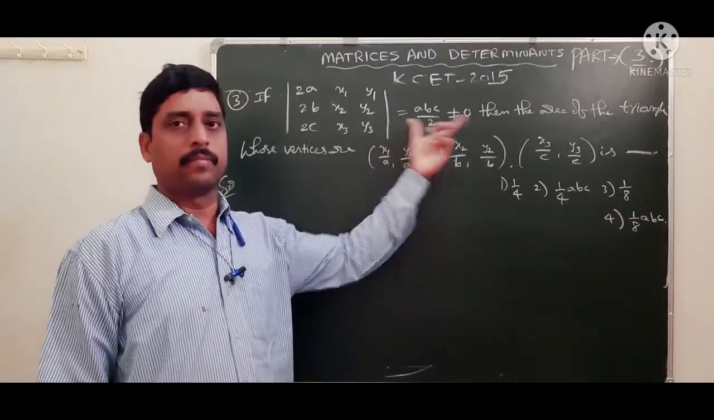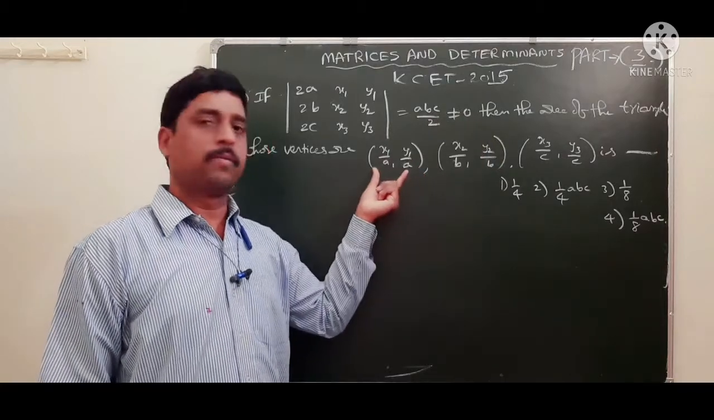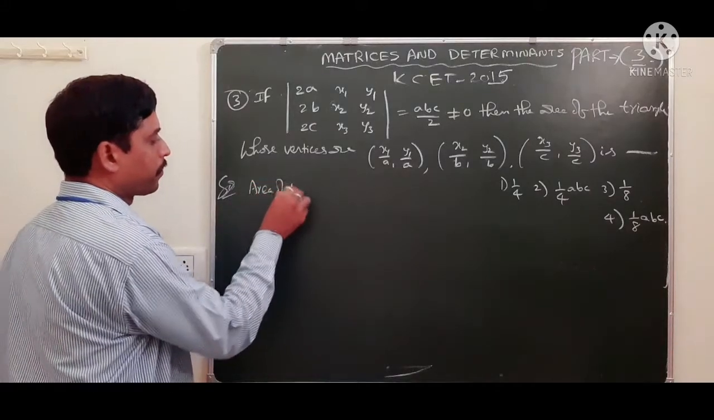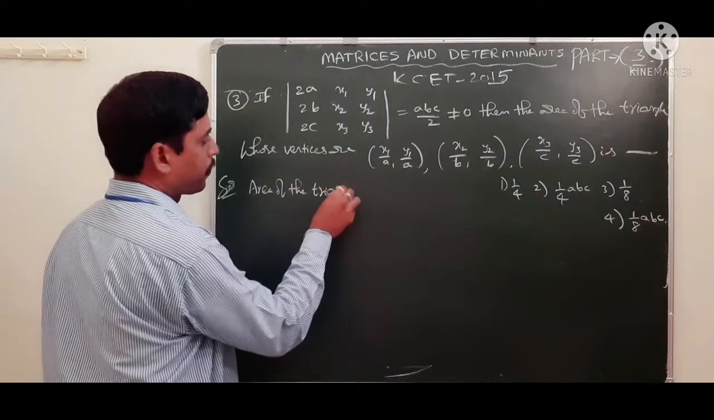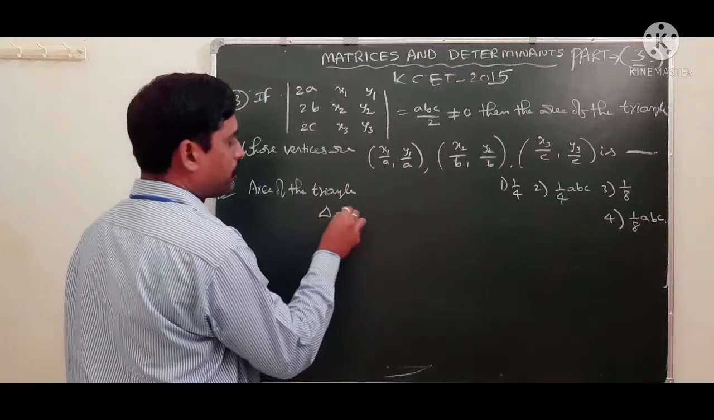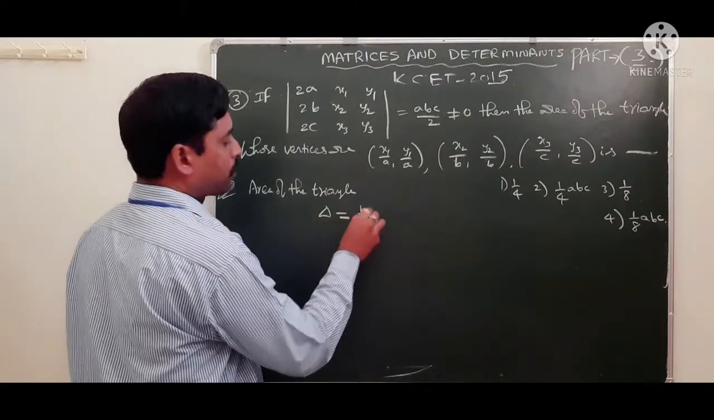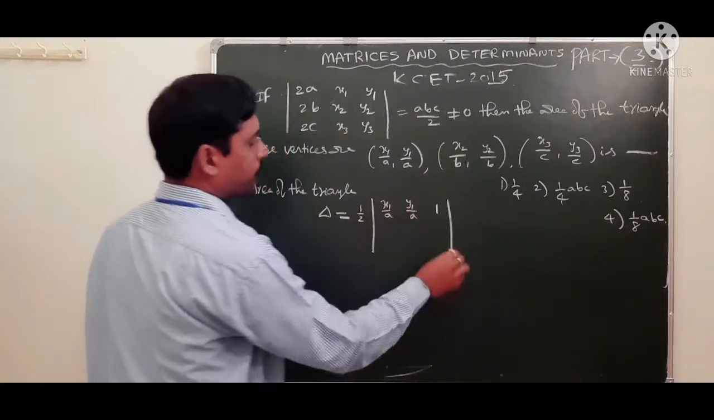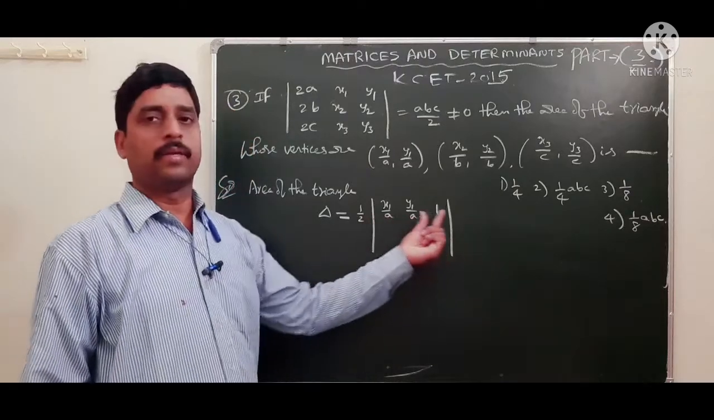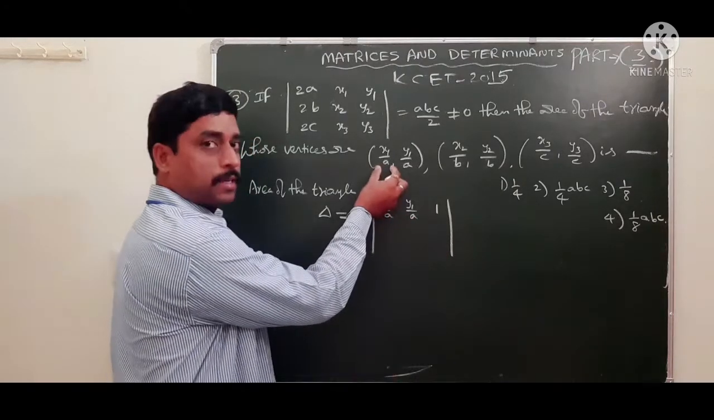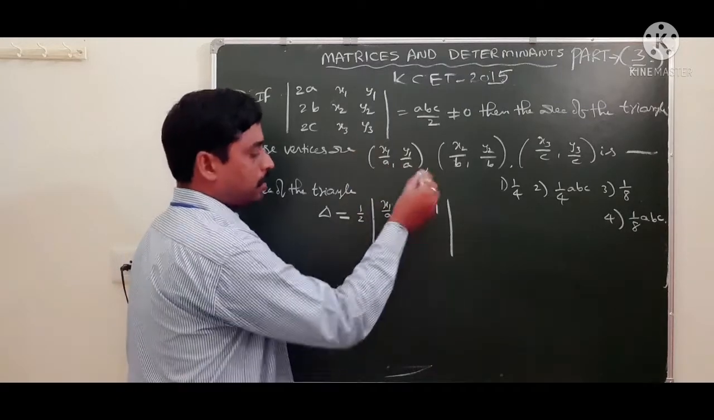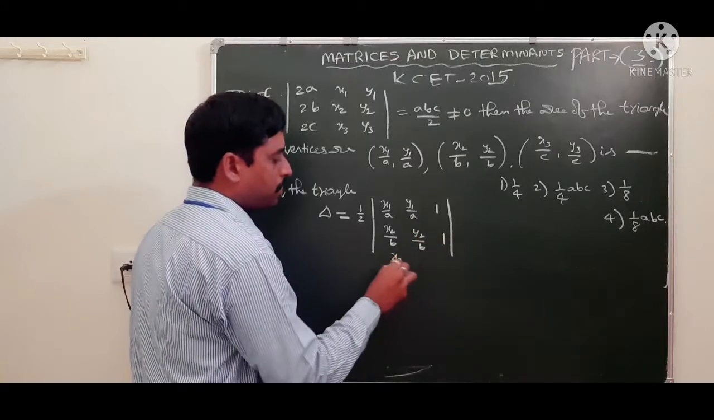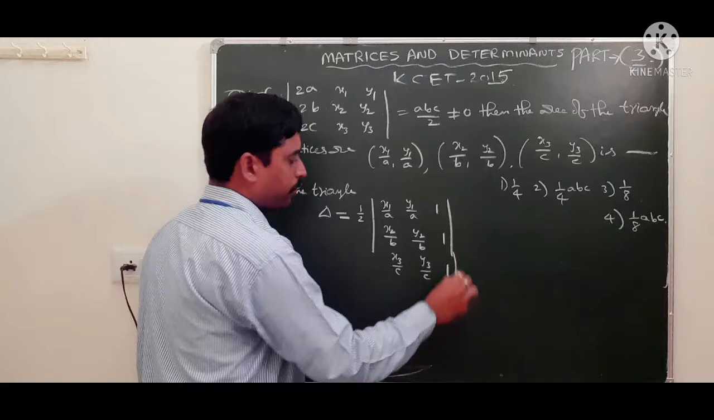One condition is given, then find the area of the triangle formed by the vertices. So area of the triangle formula: delta is equal to 1 by 2 times determinant of x1 by a, y1 by a, 1, where x1, y1 are placed in x1 by a, y1 by a there. Next, x2 by b, y2 by b, 1. x3 by c, y3 by c, 1.